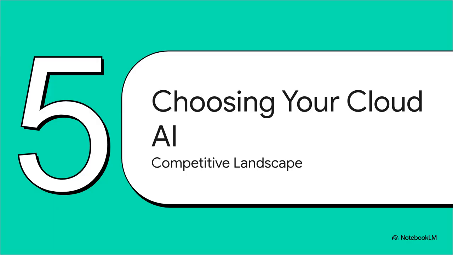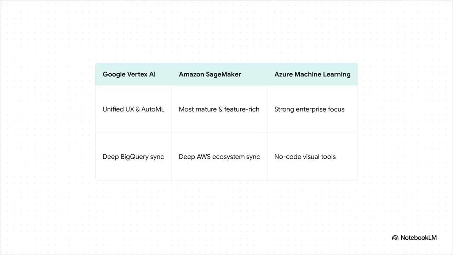Now, let's be real, Google isn't the only game in town. So it's really important to zoom out and see how Vertex AI stacks up against the competition. Choosing your cloud AI platform is a huge strategic decision for any company. The market is really a battle between three giants: Google's Vertex AI, Amazon's SageMaker, and Microsoft's Azure Machine Learning, and they each have their own personality.